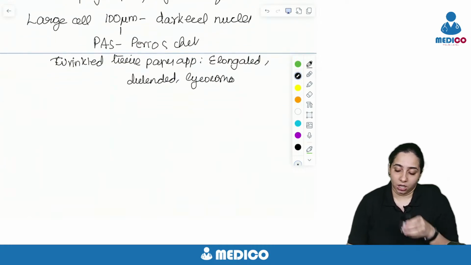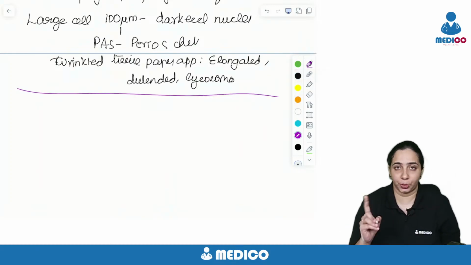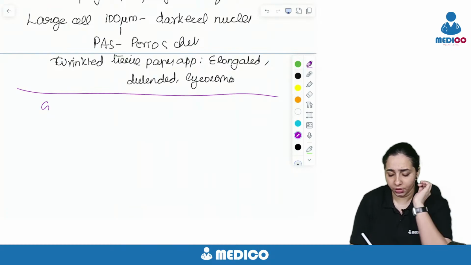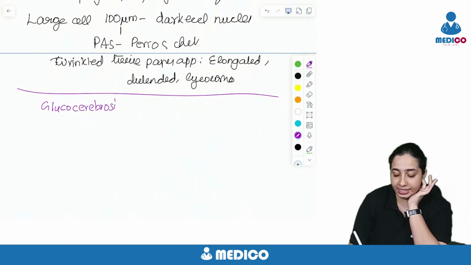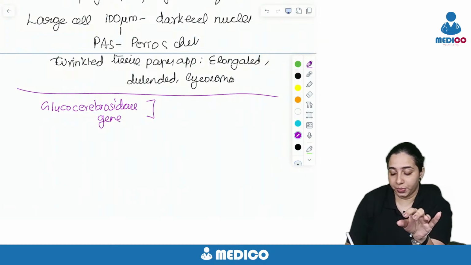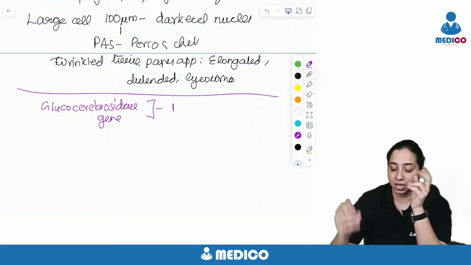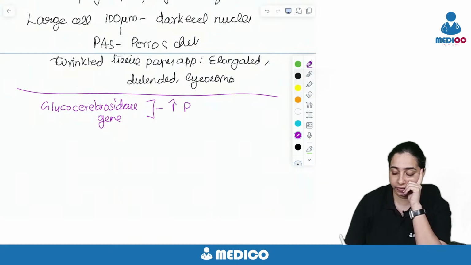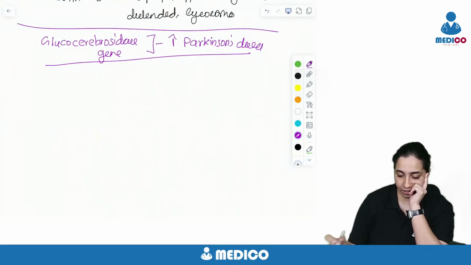Okay. Now, one extra point I want you to know is that deficiency or mutation in the glucocerebrosidase gene is found to be one of the... people with mutations in this gene are found to have a higher incidence of Parkinson's disease. So that is it about Gaucher's disease.